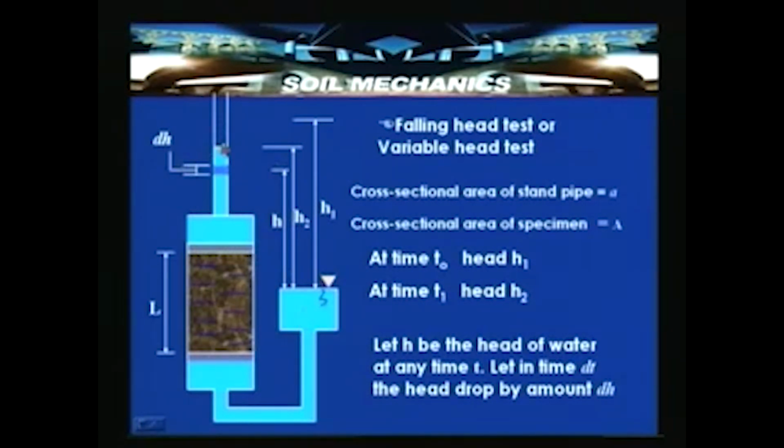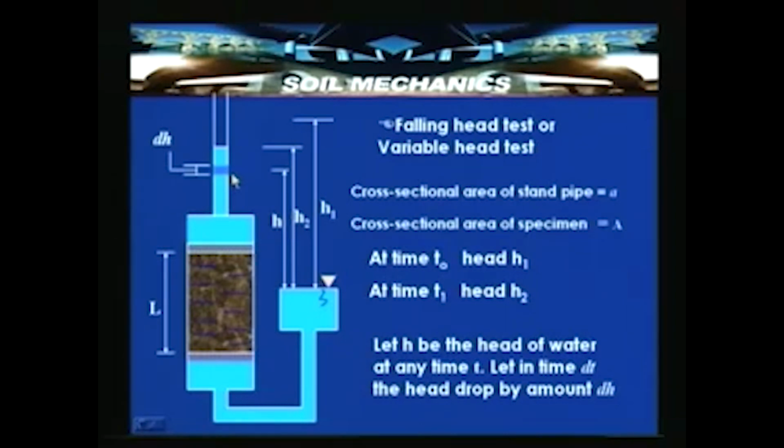That means that at time t equal to 0, the head is H1. Now, at time t equal to t1, the head is H2. So, there is a drop of the head from H1 to H2. Let H be the head of the water at any time t. Let in time dt the head drop by an amount dH. So, dH is the small head drop in a small time dt.